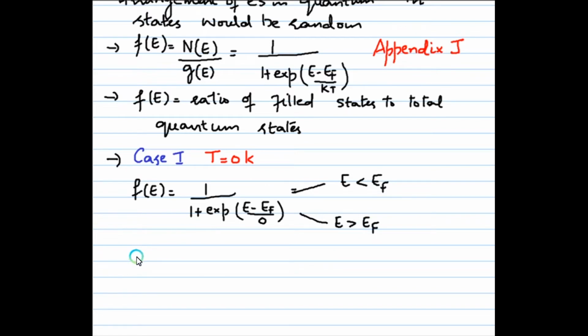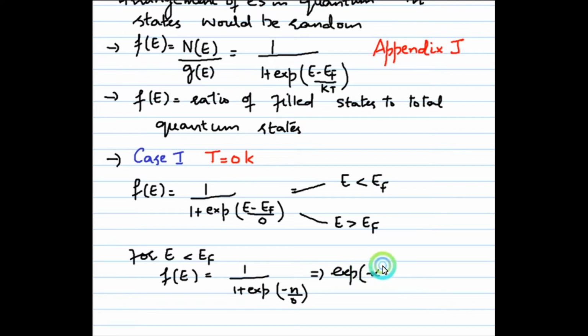Now when E is lesser than EF, for energy E less than EF, we have f of E equal to 1 upon 1 plus exponential of minus some value, isn't it? Some minus difference upon 0. Let us say that n is the difference between the two. So the exponent turns out to be minus infinity. Exponential of minus infinity is 0. So this becomes 1 divided by 1 plus 0, that is 1.